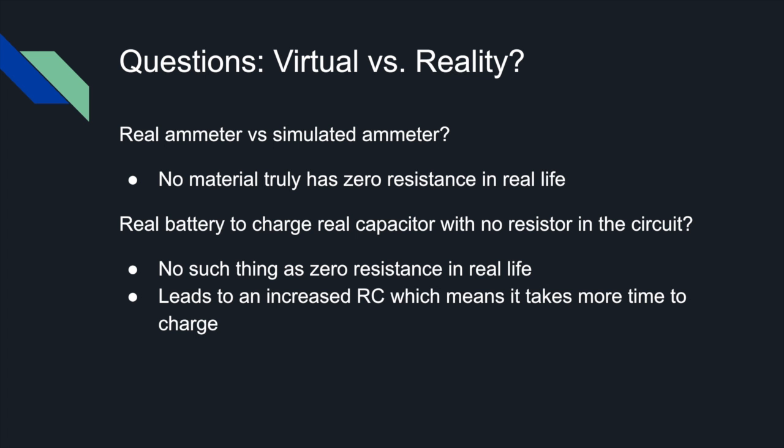Real life versus virtual simulations. The biggest difference between experiments in real life and virtual simulations is that in virtual simulations there's such a thing as no resistance. However, we do not live in a perfect world, so every material that we experiment with will have some kind of resistance. Therefore, you would see an increase in overall resistance, a decrease in current, and an increase in the time to charge a capacitor in the real world.